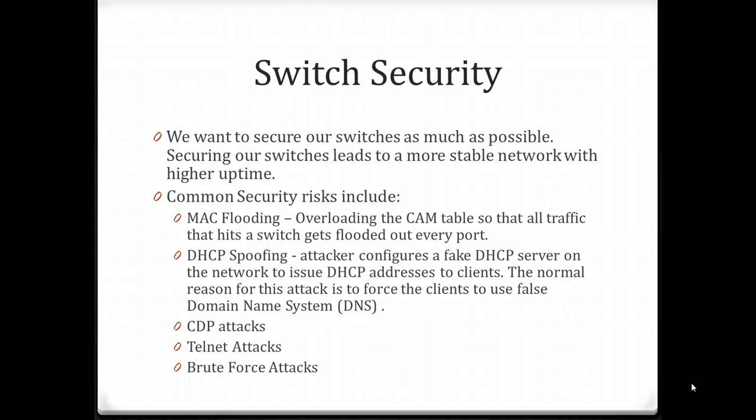Some common security risks include MAC flooding. With MAC flooding, an attacker attempts to overload our CAM or our MAC table so that all traffic that hits a switch gets flooded out every single port. DHCP spoofing happens when an attacker configures a fake DHCP server on the network to issue DHCP addresses to clients. The normal reason why an attacker would want to do this is to give all of your clients on the network false DNS information so that they can potentially be sent or redirected to fake websites or become bots that can be controlled.